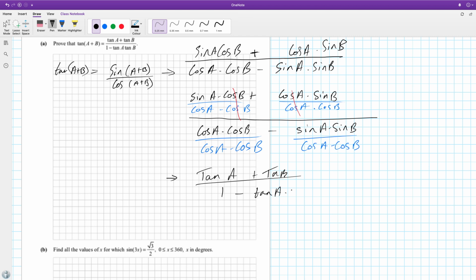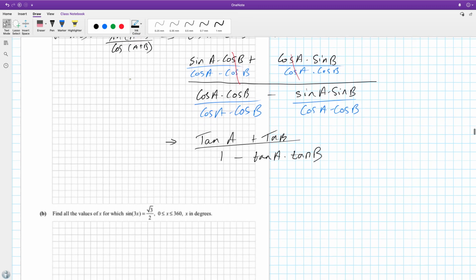Tan A by tan B, and what do they want? They wanted tan A plus tan B over 1 minus tan A by tan B. As I said, that wasn't a nice one. Right, we should all be well able to get part B.